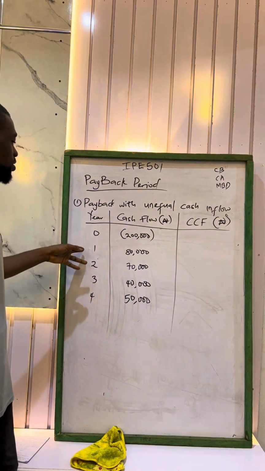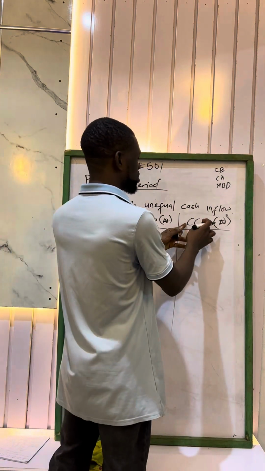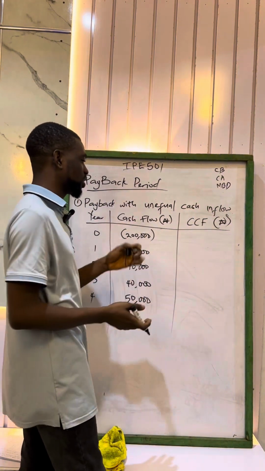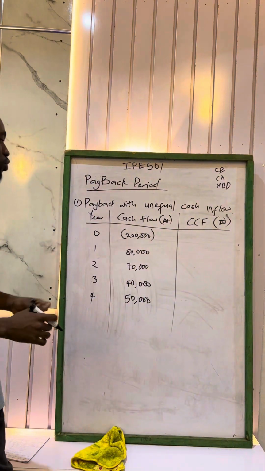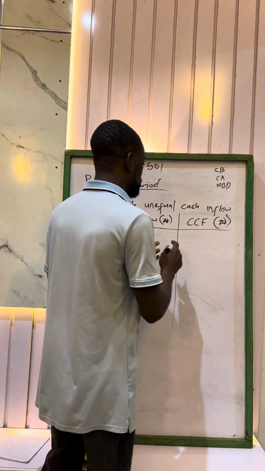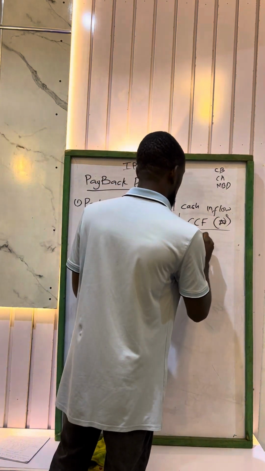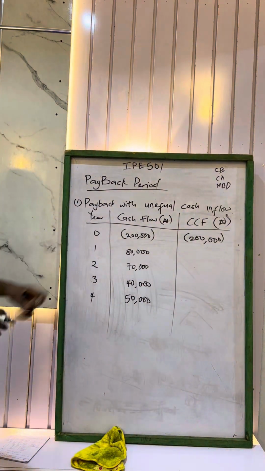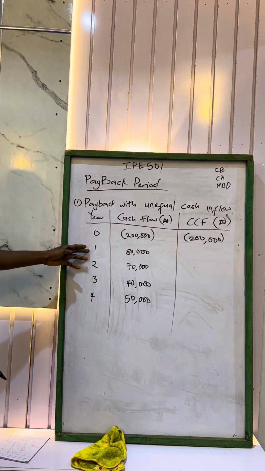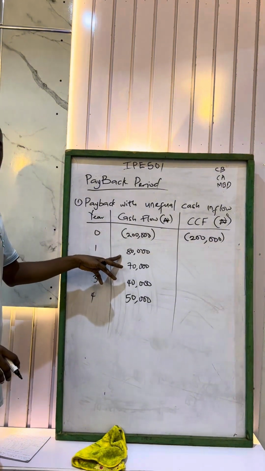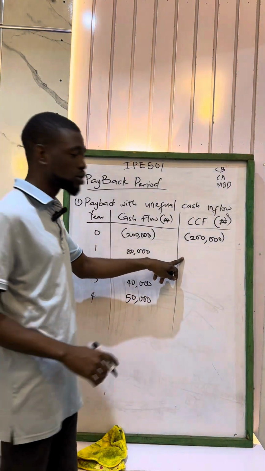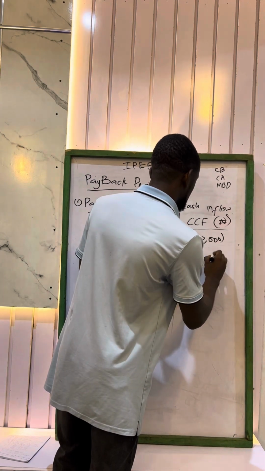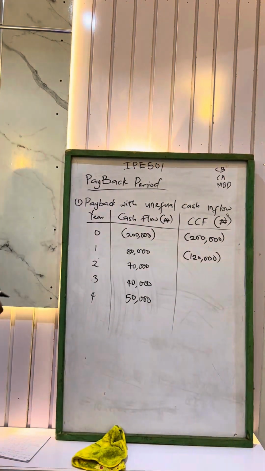So for this year zero, this CCF means your cumulative cash flow. The cumulative cash flow is the sum of your cash flow. For year zero, it's always going to be the amount that you would invest into the project, which is 200,000. So at the end of the first year, you gain 80,000 naira. It means that you are still on a deficit of 120,000 naira. You can put it this way, the bracket indicating that you are still on a deficit.